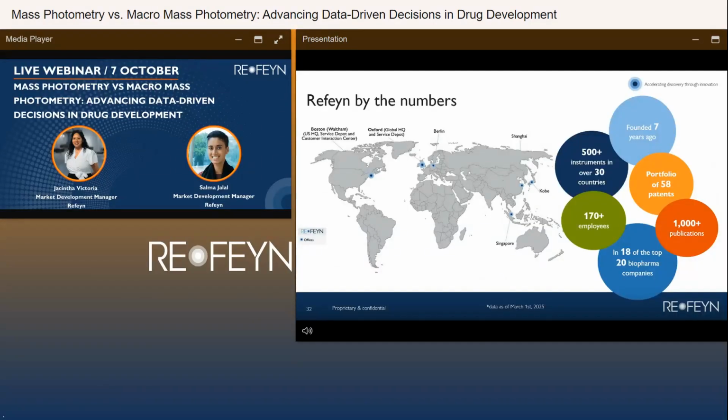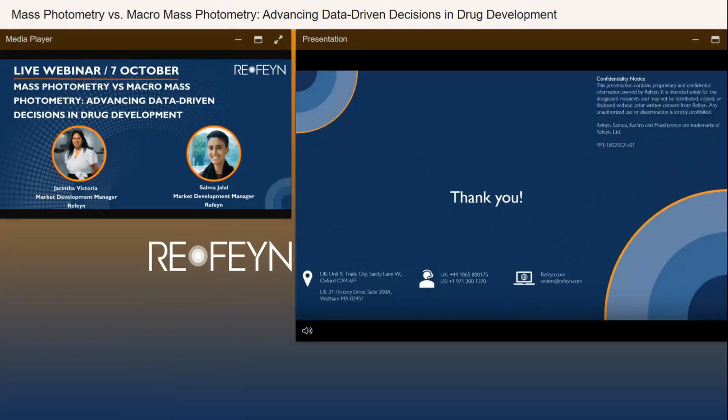So to finally end with our journey, across the 7 years that Refeyn has been functioning, although it was a new technology, because of the reliability and the significance of mass photometry in different applications, we've had worldwide adoption. And two things to really highlight here: we have over 1,000 publications, which really highlight the use of mass photometry in the different modality spaces. And also, of the more than 500 instruments, in about 20 biopharma companies, we've been successful in adoption of mass photometry or macro mass photometry in about 18 of them.